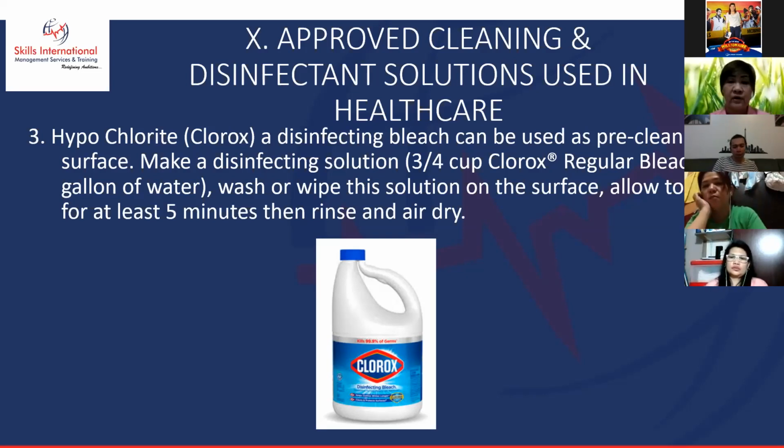It can be used to pre-clean any surface. Make a disinfecting solution. The housekeepers have this formula: three-quarters of a cup of Clorox, the regular bleach, in a gallon of water. This is enough to wash or wipe the solution on the surface, and allow it to stand for 5 minutes, then rinse and air dry. So your things are already disinfected.